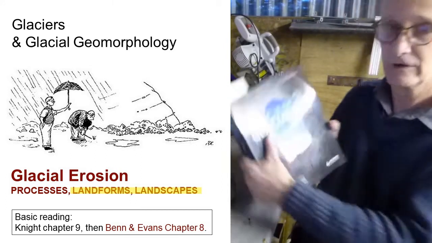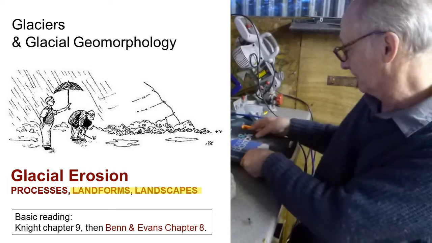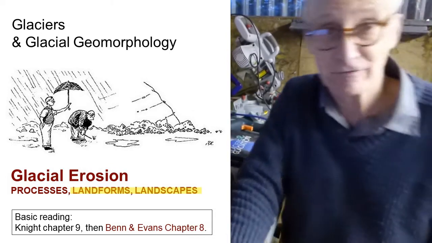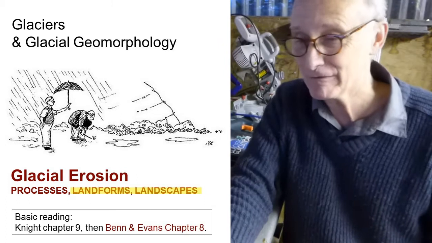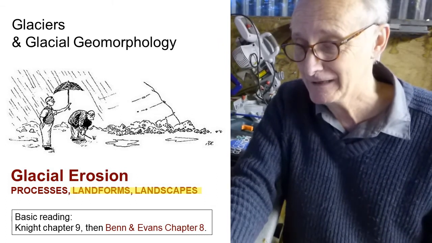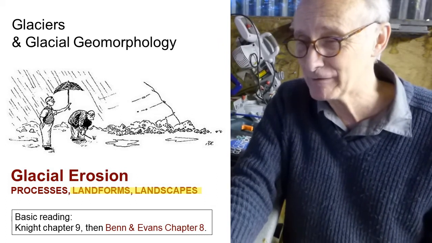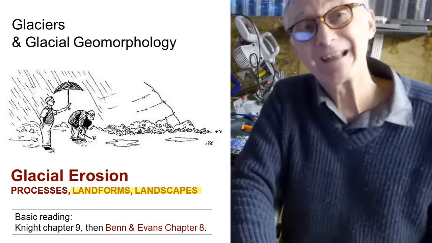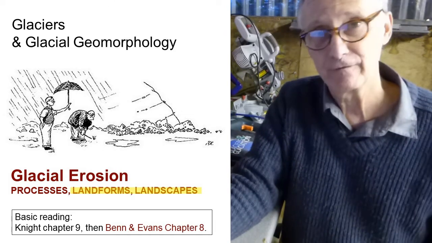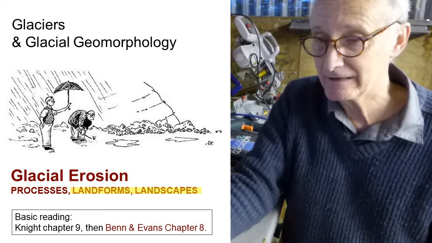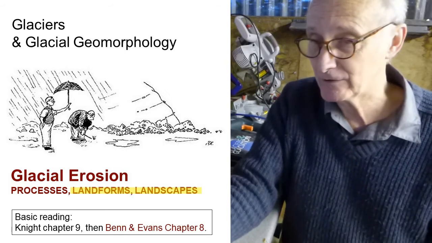There's a section in Benn and Evans' Glaciers and Glaciation, which is itself a detailed, comprehensive source on most things to do with glaciers and glacial processes and landforms. Chapter 8 in Benn and Evans will give you the factual information that you need to get some examples of the things that we're talking about today.